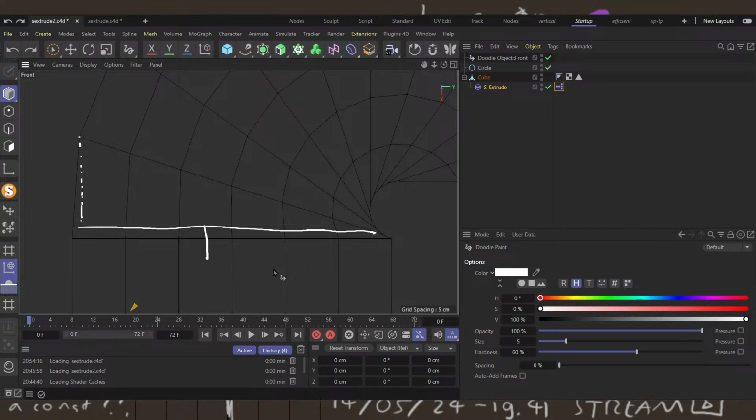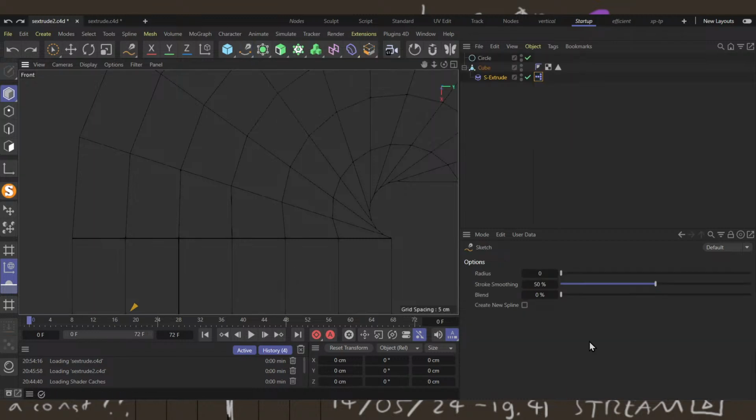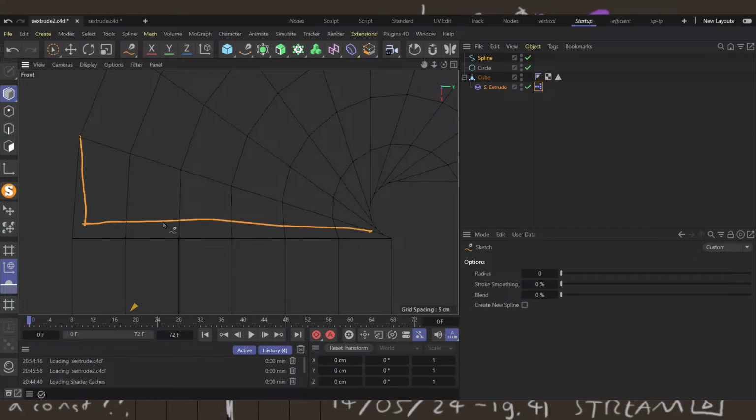Okay, you know what? Let's just use a sketch with 0 stroke smoothing. I don't know if this is any better, but let's just give it a try. Hey, yes, this is better. Anyway, let's just make a quick thing here like that. So this length, yeah, it's also glitchy. I don't know what's happening here.